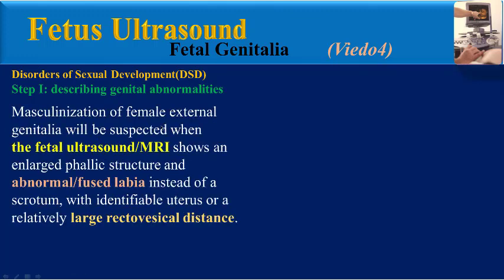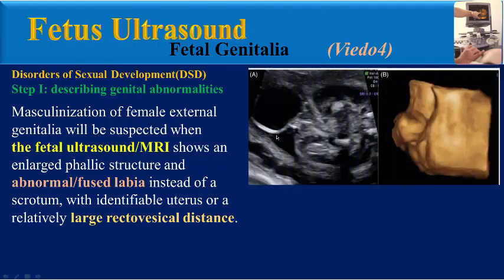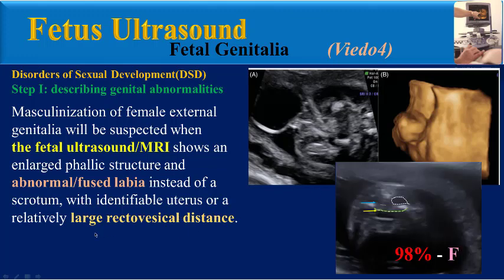Masculinization of female external genitalia will be suspected when the fetal ultrasound or MRI shows an enlarged phallic structure and abnormal or fused labia instead of a scrotum, with identifiable uterus or a relatively large rectovesical distance. This fetus is a case of prenatal diagnosis of labial fusion.